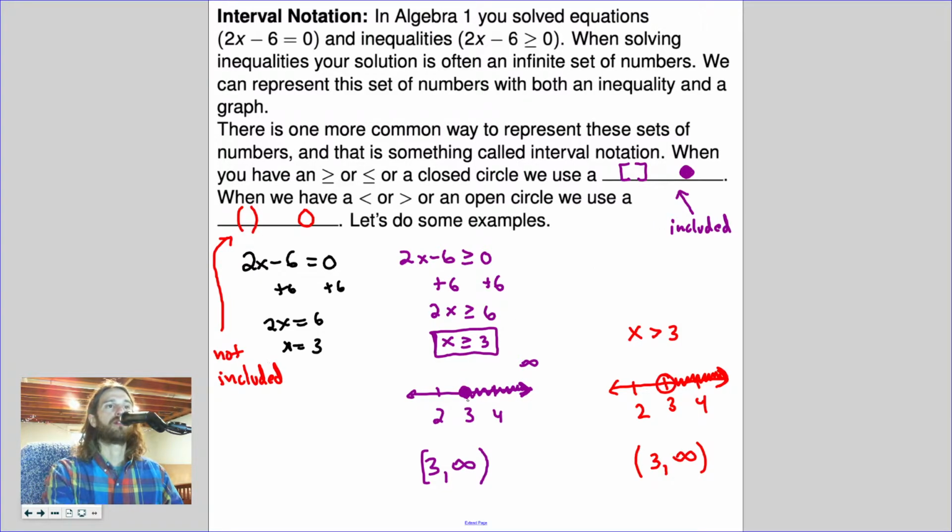So for a closed circle, 3 is a solution, so it's shaded, and we have a bracket. 3 here is not a solution to the inequality. It doesn't make the inequality true. So we leave it open, and we use parentheses in our interval notation. Okay? Super. Let's do some examples.